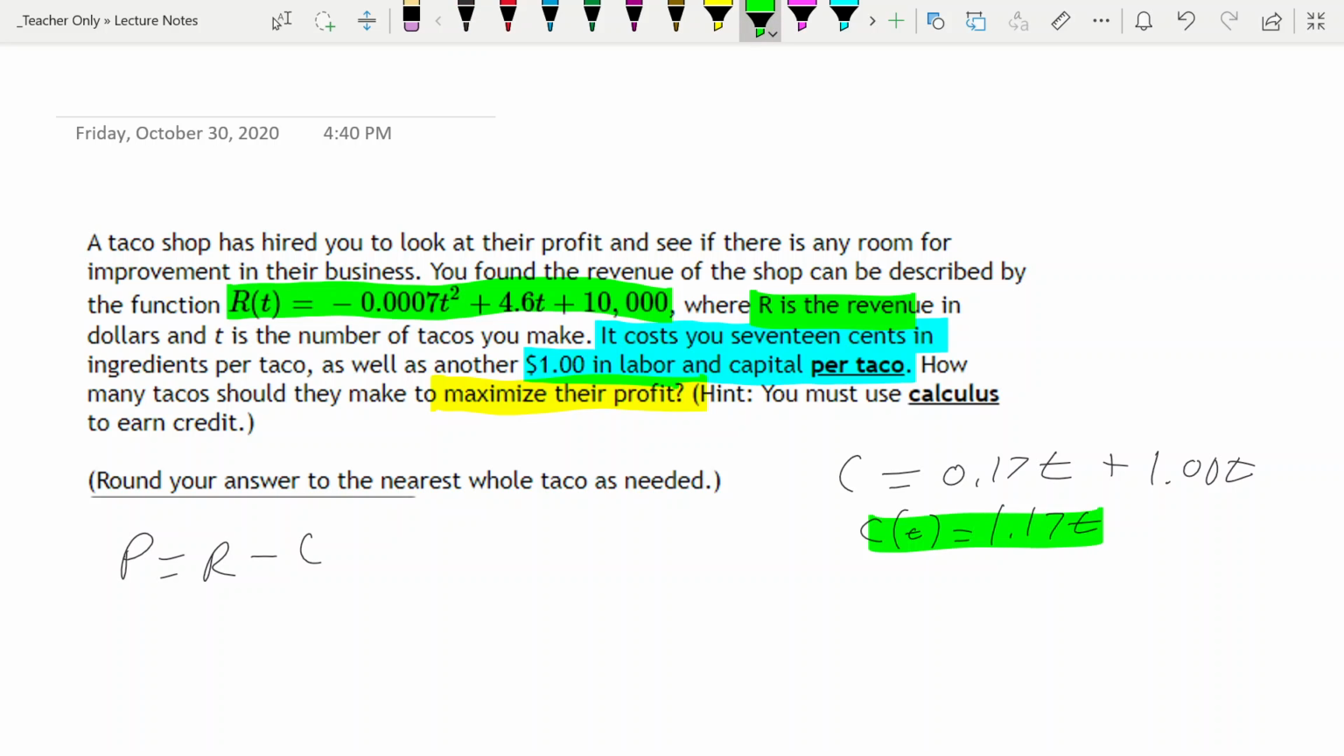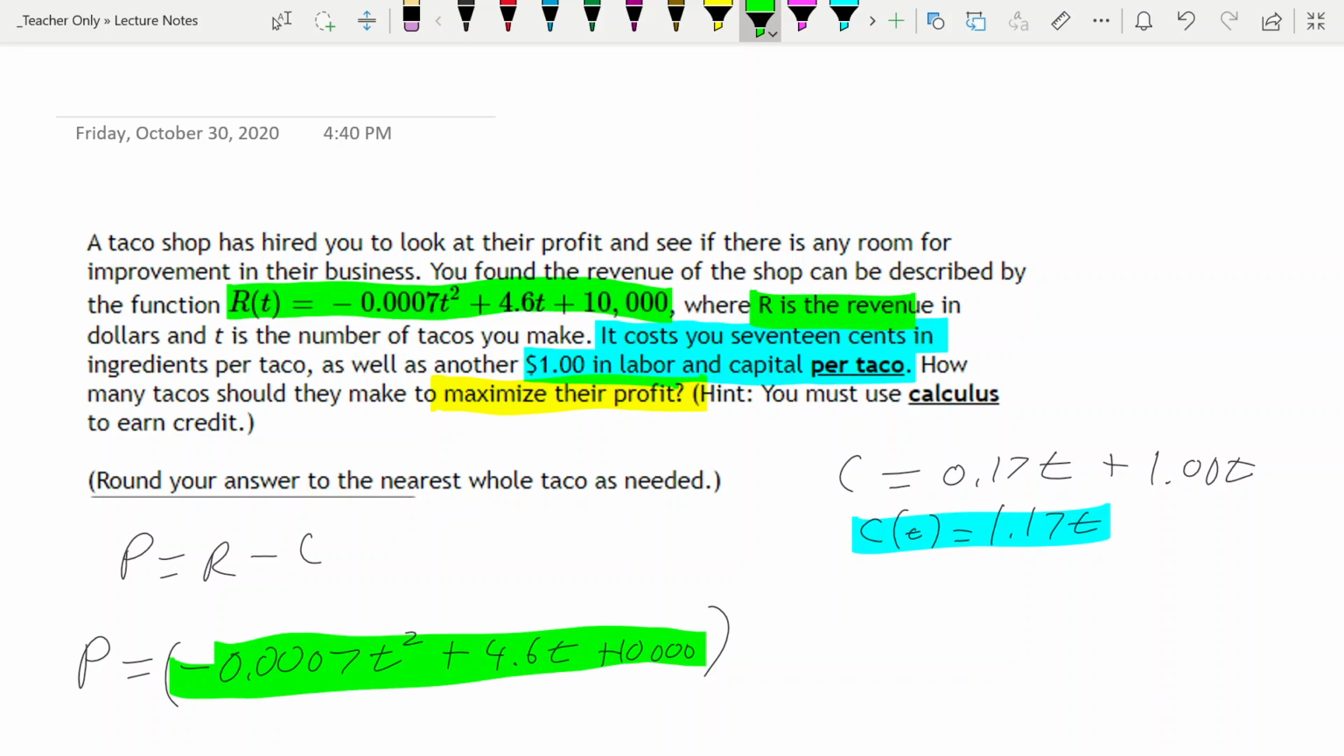So now I have a cost equation. Whoops, I should do that in blue too, to keep it color coded. I have a cost equation and I have a revenue equation. So we're going to go ahead and fill that in here. So I have profit. So profit equals negative 0.0007, that's three zeros, t squared plus 4.6t plus 10,000. That's my revenue. This equation right here is my revenue equation. And now I need to subtract my cost equation. And my cost equation was 1.17t.